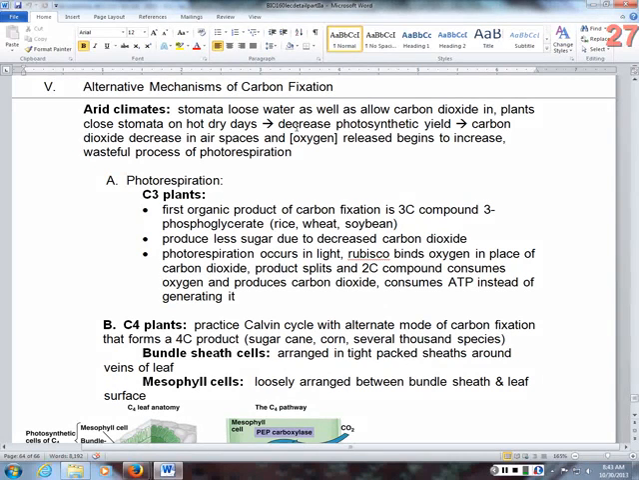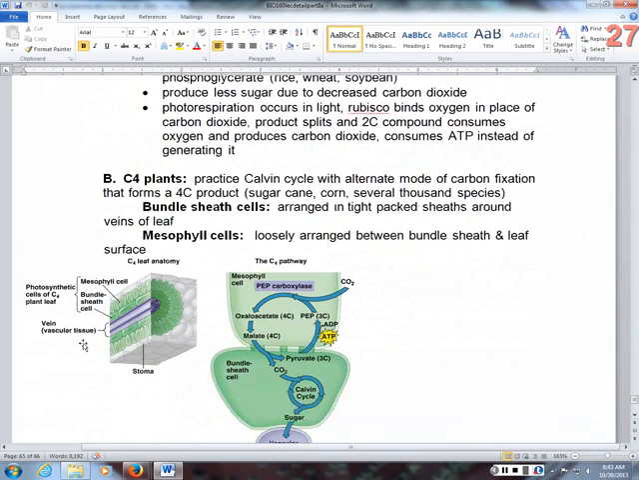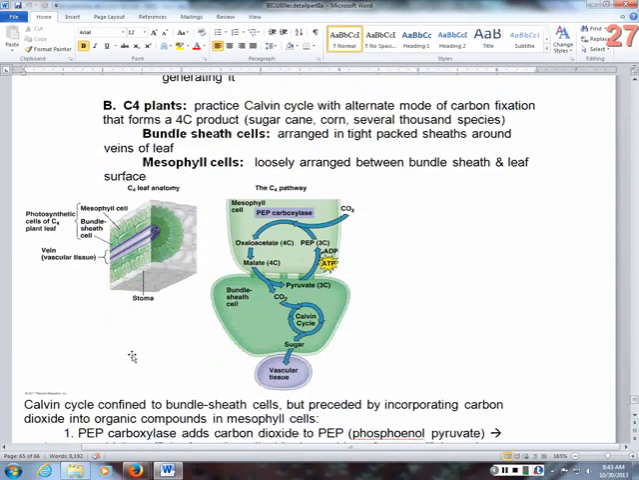So a way a lot of the plants are going to deal with this is the C4 plants. They have an alternate mode of carbon fixation. What they're going to do is separate where those reactions occur. If you separate where those reactions occur, you're not going to lose your carbon dioxide. So you can bring your carbon dioxide in and keep it separated, so that you still have the carbons coming in, but you're not going to lose all of your water at the same time.